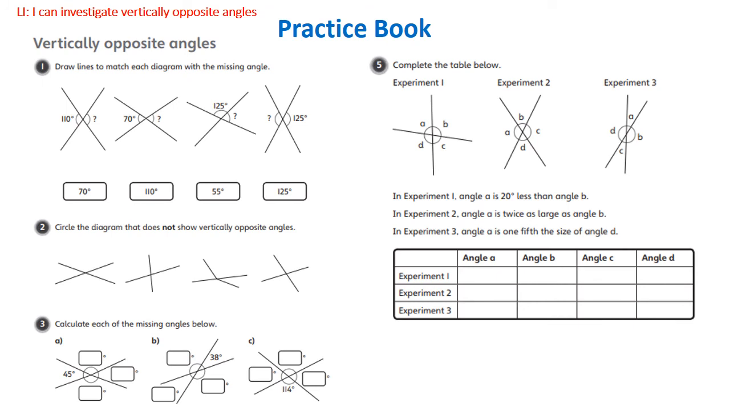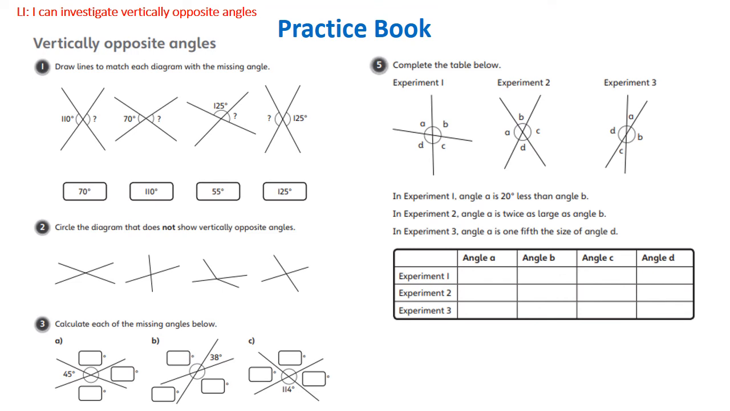Right, into our practice books. So the first question, all of those lines cross at a point. They're straight lines that cross at a point. So your job is to find out which is the missing angle. So you're going to use your knowledge that vertically opposite angles are equal. That will help you with the first two and the last one. And the third one, you're going to need to use your knowledge about angles on a straight line. So 125 plus something equals 180.